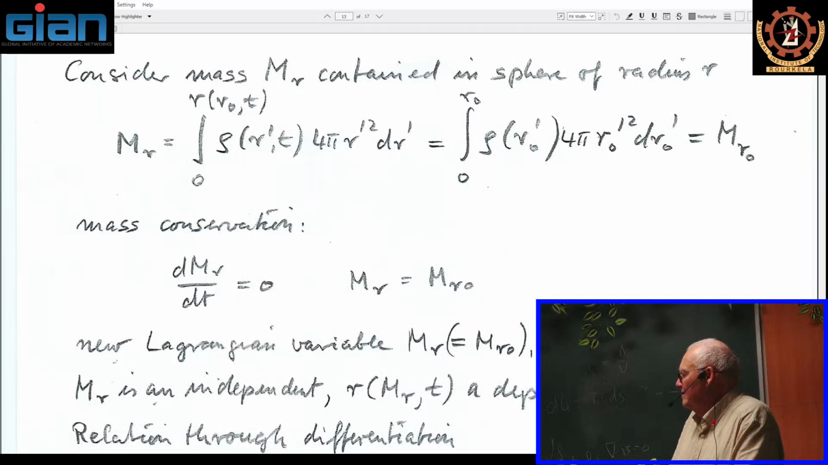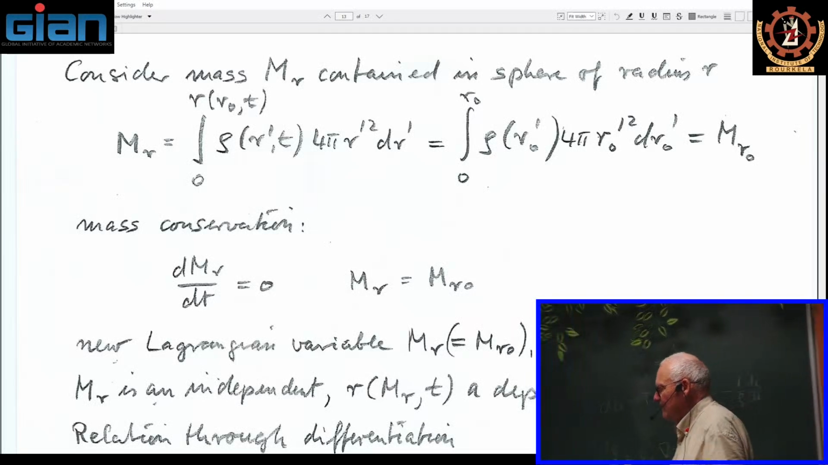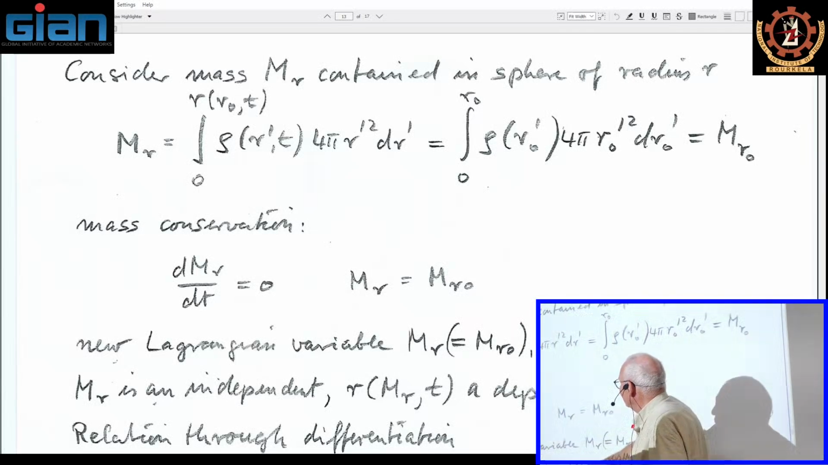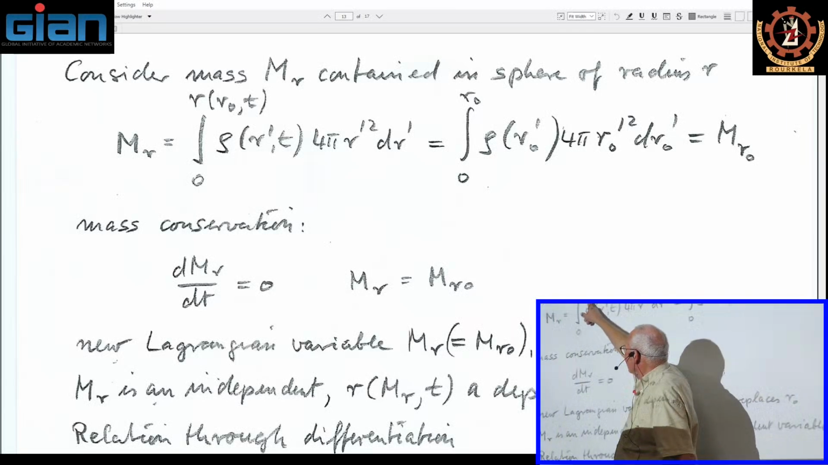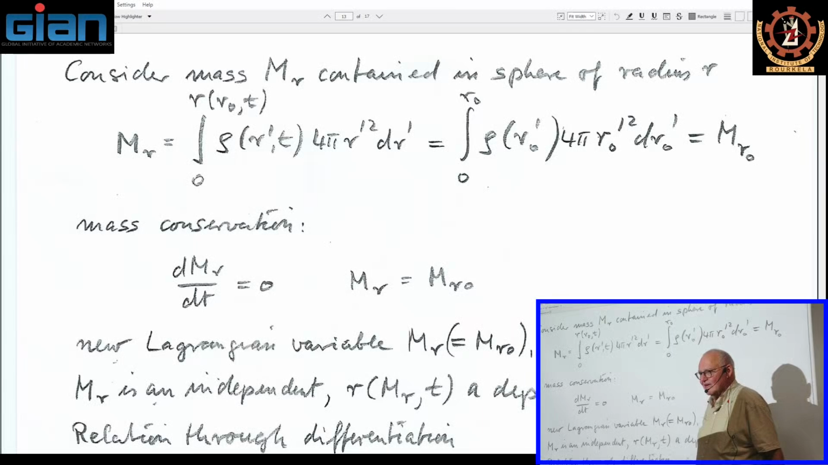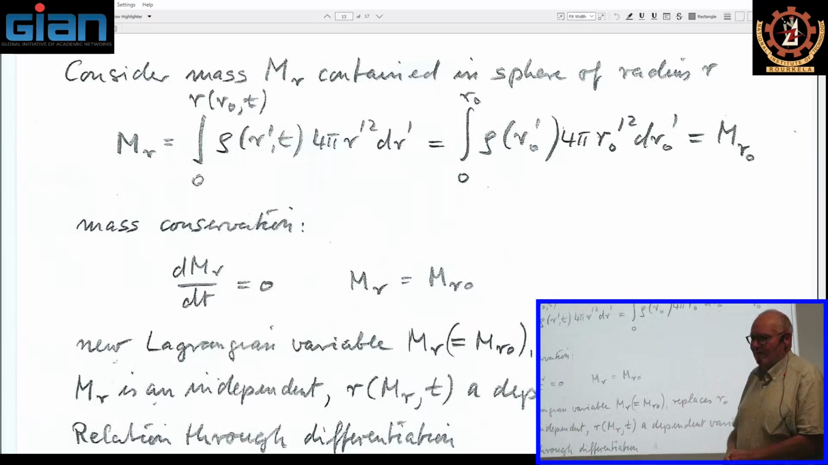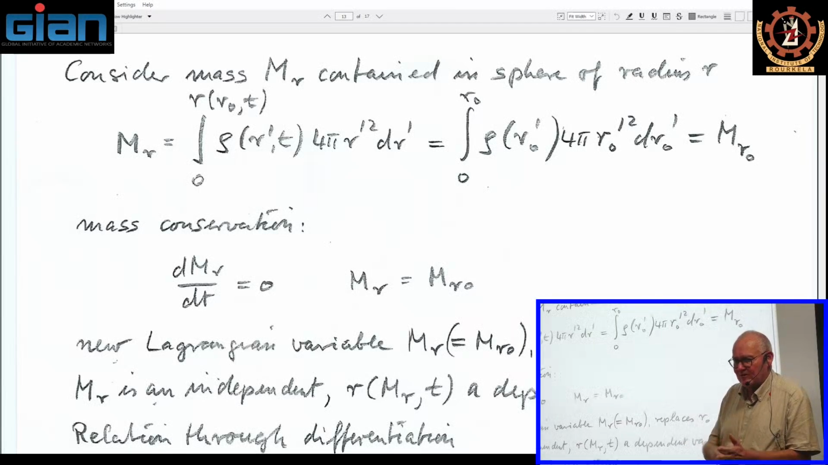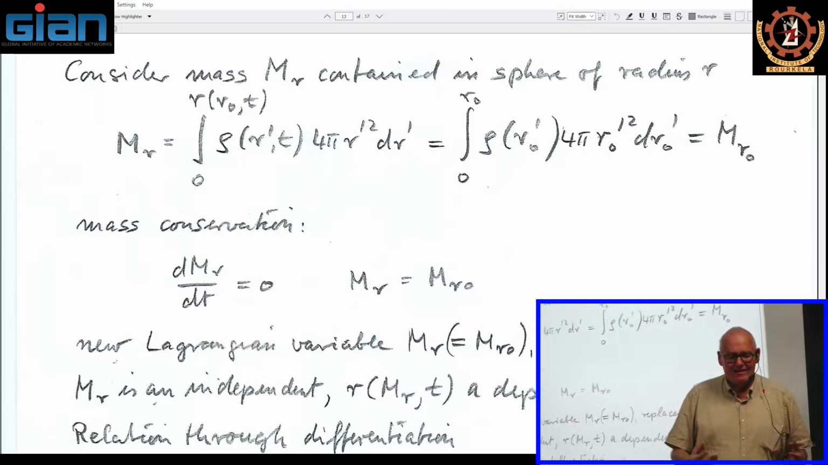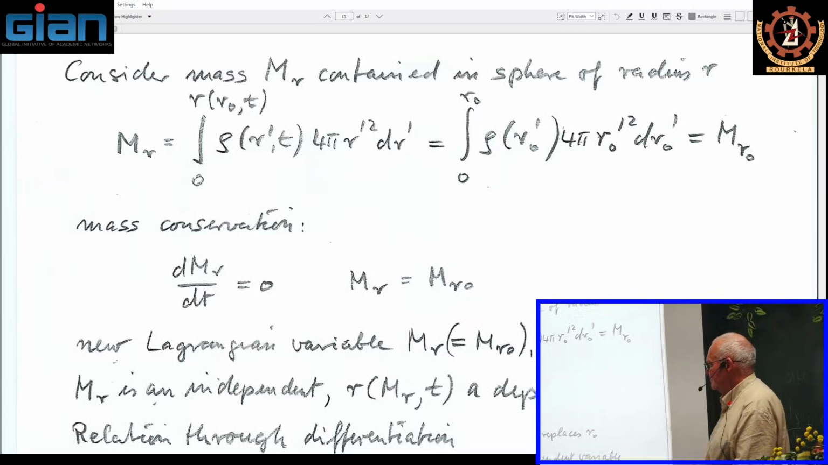M is independent, and now the radius, instead of being written as a function of r0, we can write as a function of the Lagrangian variable M(r) and t as a dependent variable. Radius is now a dependent variable. The independent variable is M(r), and it's a Lagrangian way of describing the system.